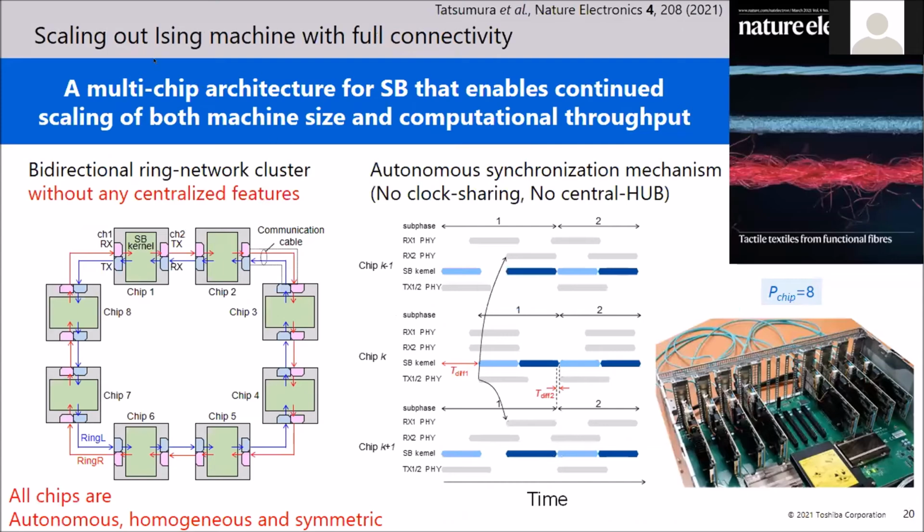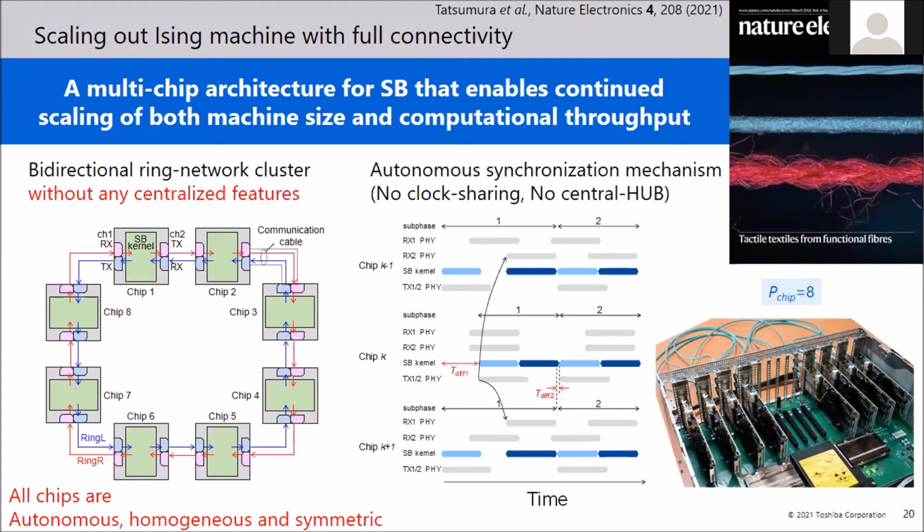And for scaling out the Ising machine with full connectivity, we developed a multi-chip architecture for SB that enables continuous scaling of both machine size and computational throughput, which was published in Nature Electronics this March. It is a bidirectional ring network cluster without any centralized feature. All chips are homogeneous, autonomous, and symmetric.